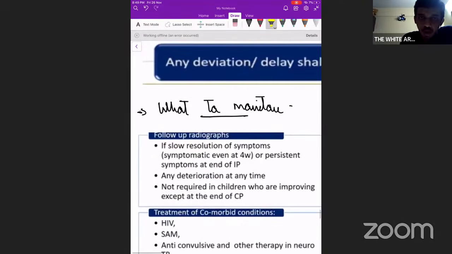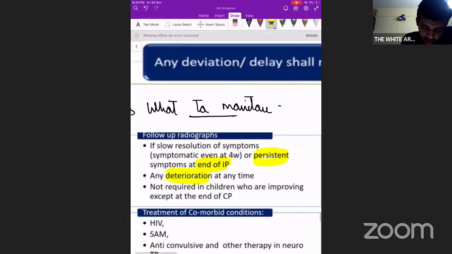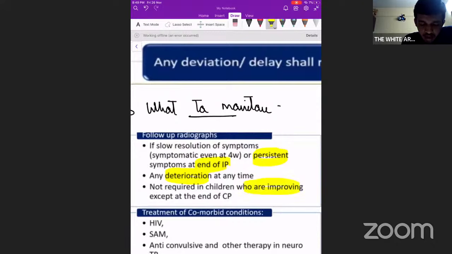So the role of follow-up radiography is, if there is slow resolution of symptoms or persistence of symptoms even at the end of the induction phase, only then we repeat a radiograph. If there is any deterioration at any point of time, then even then we can repeat a radiograph. Okay, so it is not required in any children who are improving except at the end of the continuation phase. So a follow-up radiograph is only indicated at the end of the treatment, or if there is any clinical deterioration, or the child is not responding well to treatment even after the induction phase.